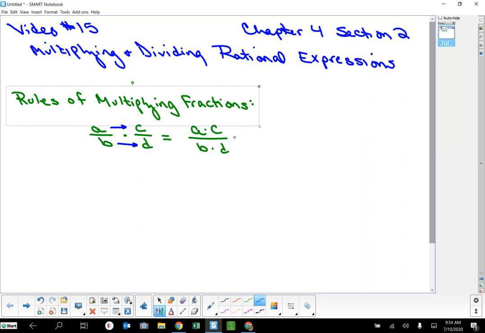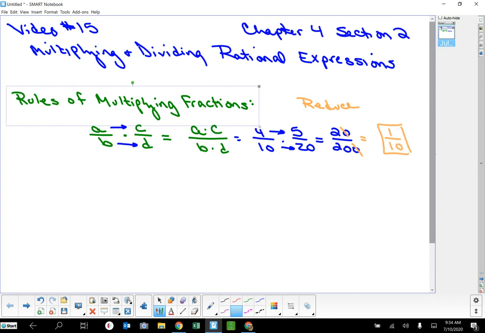Okay. So if, for example, you have 4/10 times 5/20, you can just multiply straight across, which would give you 20 over 200. Anytime you have zeros like that, I'm assuming you know you can cancel a zero off of there. And then you're always expected to reduce to lowest terms. So 2 goes into both 2 and 20. So this would be 1/10, right?